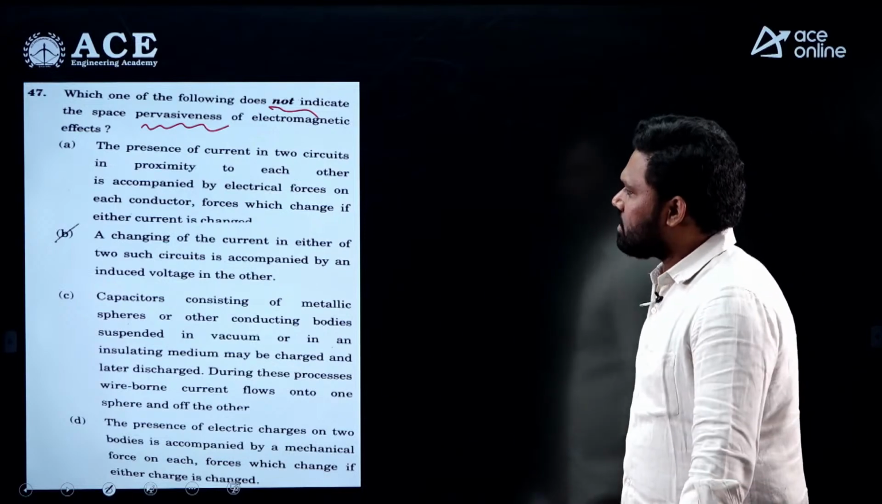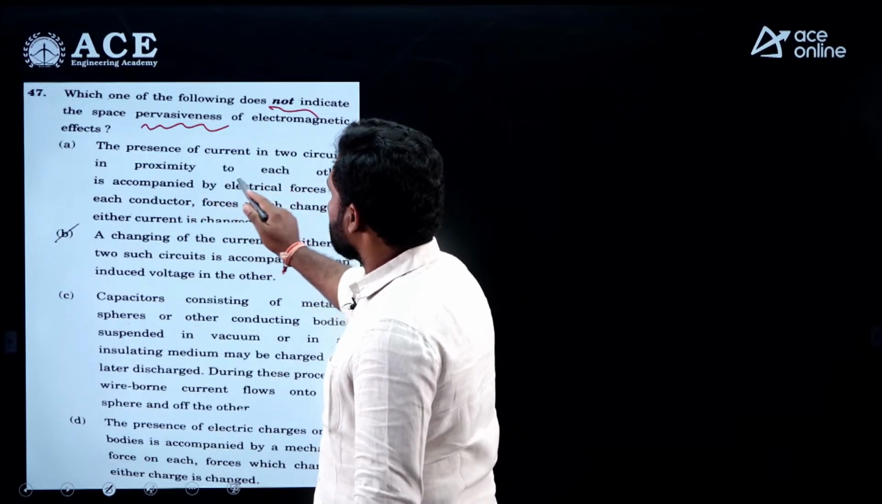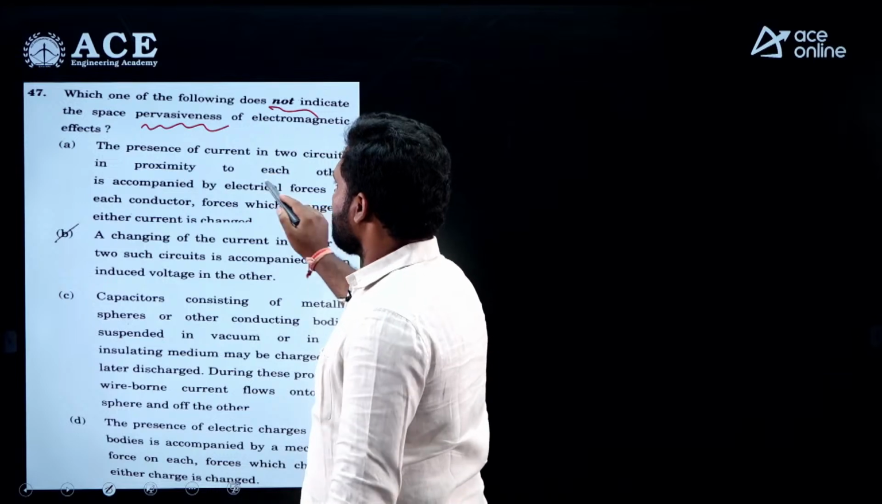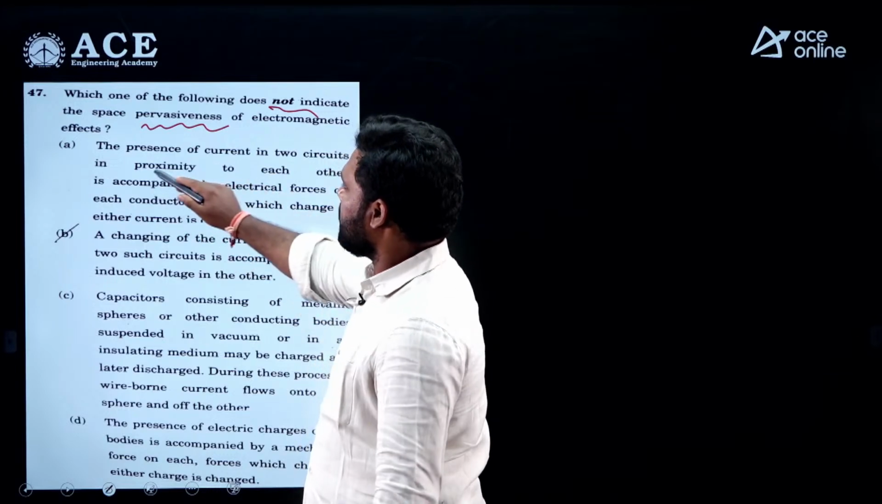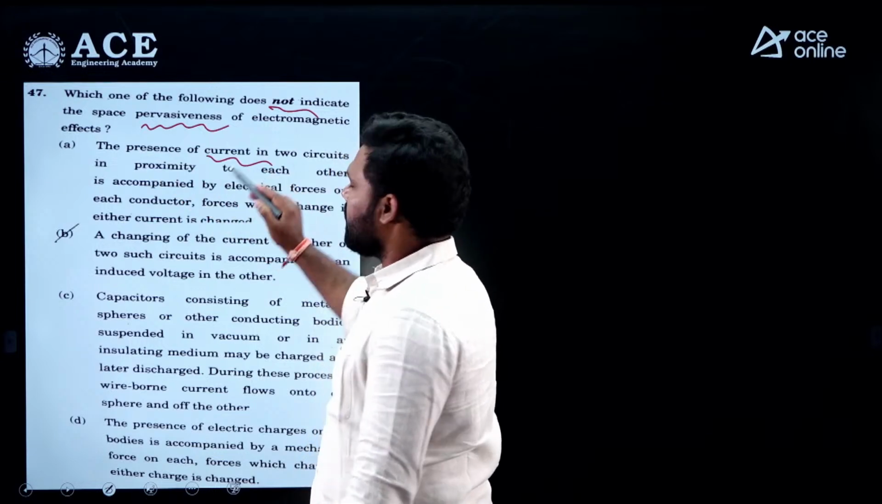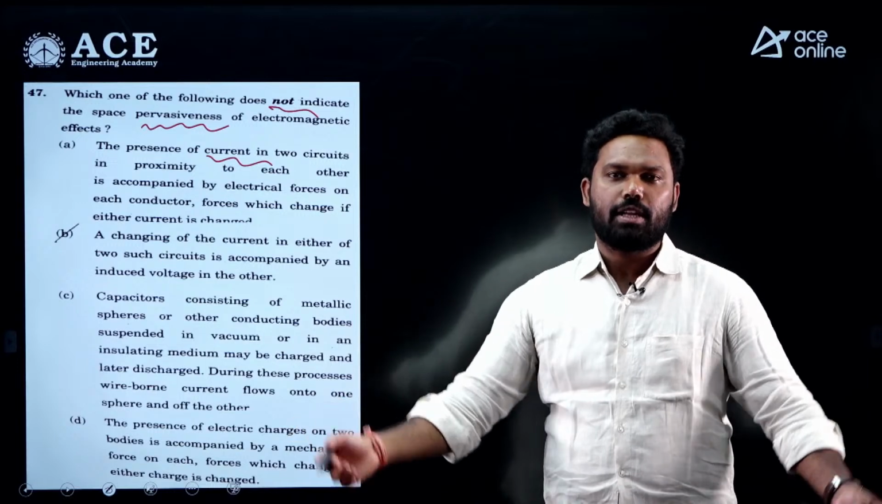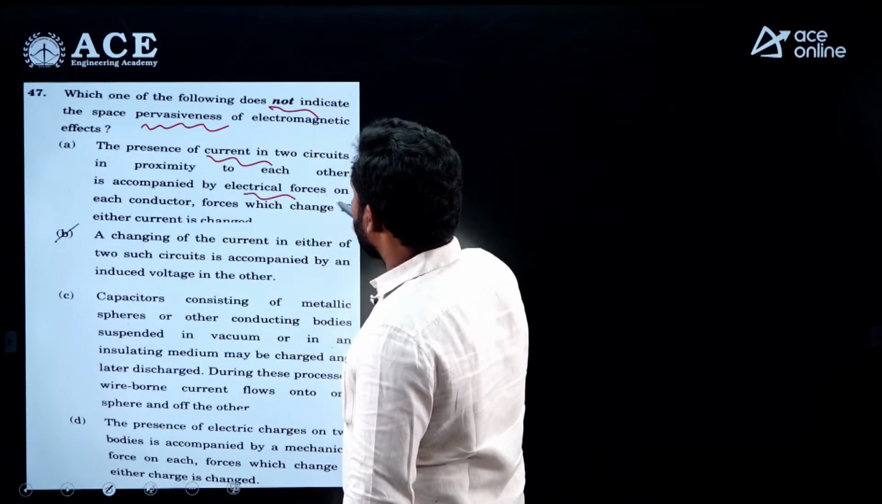Fine, let us focus on the first one: the presence of current in two circuits in proximity to each other accompanied by electrical forces. See, when current flows in one of the coils, it is surrounded by magnetic forces, not electric forces. He said what is called electrical forces.